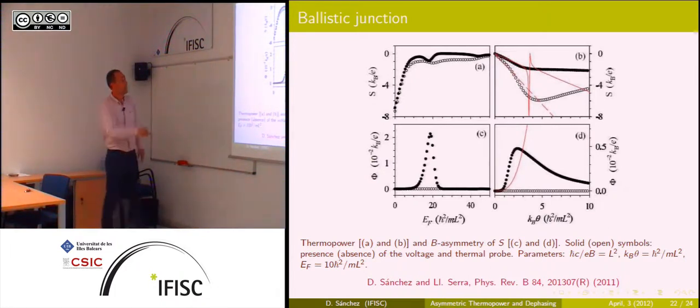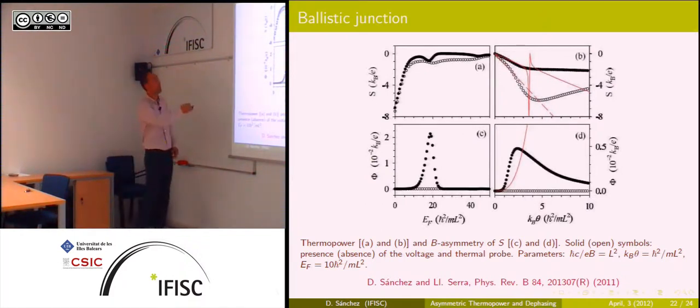Okay, and now here we have the asymmetry. The size of the asymmetry is small, okay? It's of the order of 100 smaller than the thermopower itself, okay? But still, it is non-zero, okay? You see, it is zero in the absence of inelastic processes, and it is non-zero when these incoherent effects are included, okay?